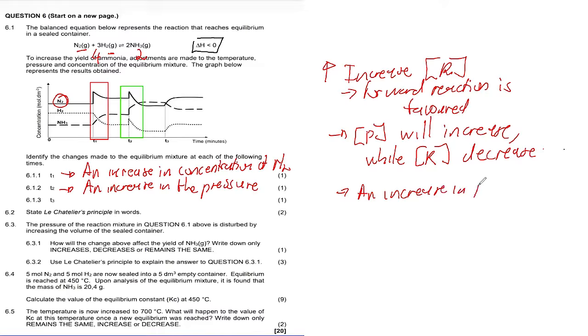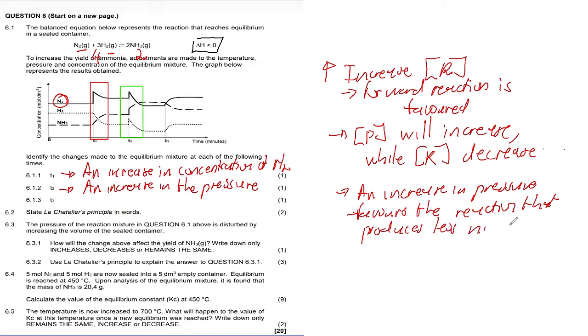An increase in pressure favors the reaction that produces less number of gas moles.